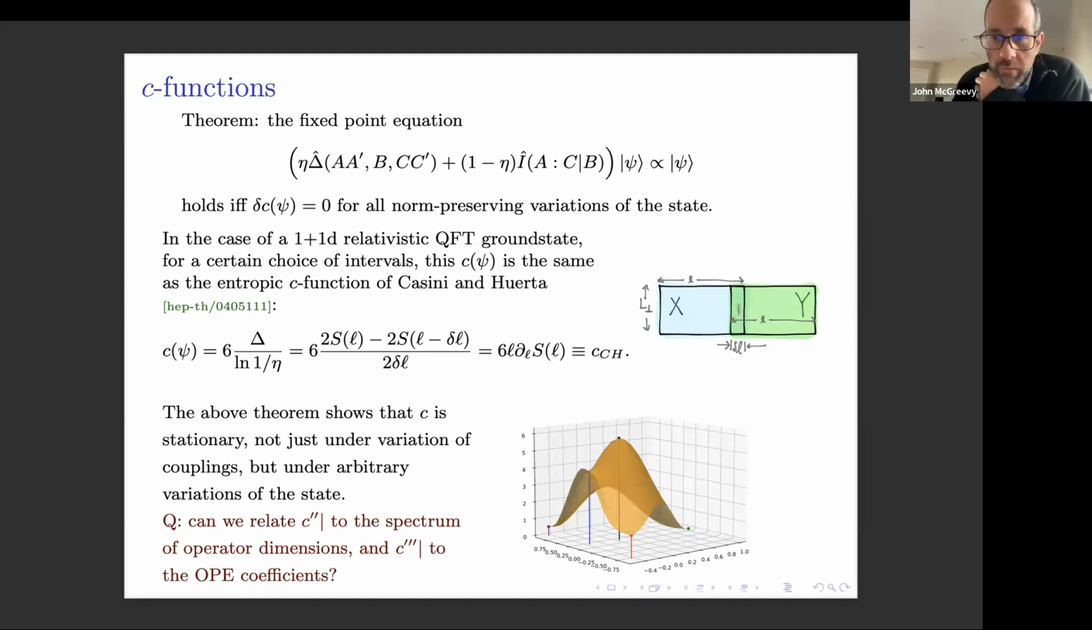So yeah, in the case when the intervals look like this, where it's two intervals that overlap only a little bit, so that we can think of it as a derivative, this is the C function that Casini and Huerta defined, and this theorem above shows that C is stationary not just under the variation of couplings, which is something that Casini and Huerta showed, but under an arbitrary variation of the state. Okay, so there are lots of questions.